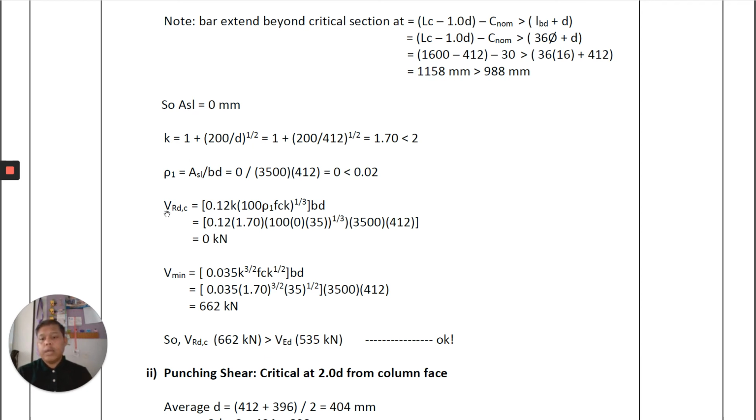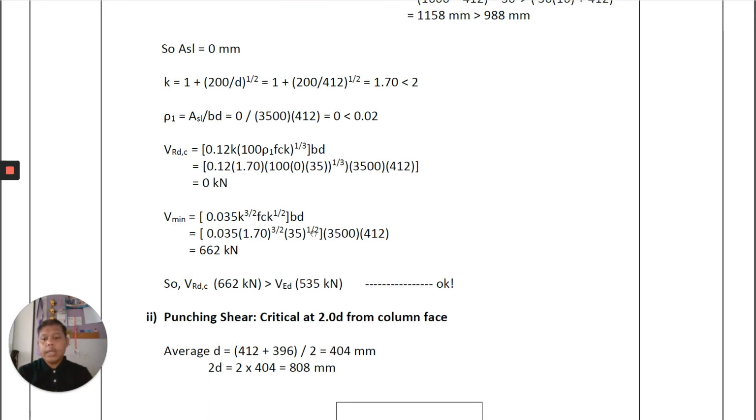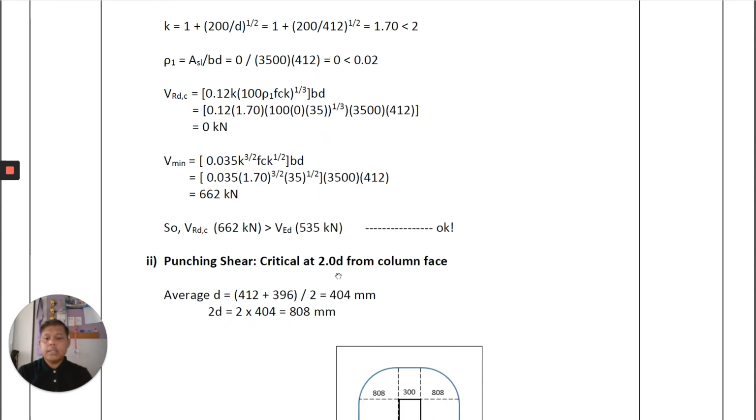So then we have to calculate VRDC because the ASL here is 0. That's why we get here rho 1 is 0. Therefore VRDC is ignored. Okay, should be ignored. Then we calculate the V minimum to compare with the VED, and if it is more than VED, then the answer is okay.